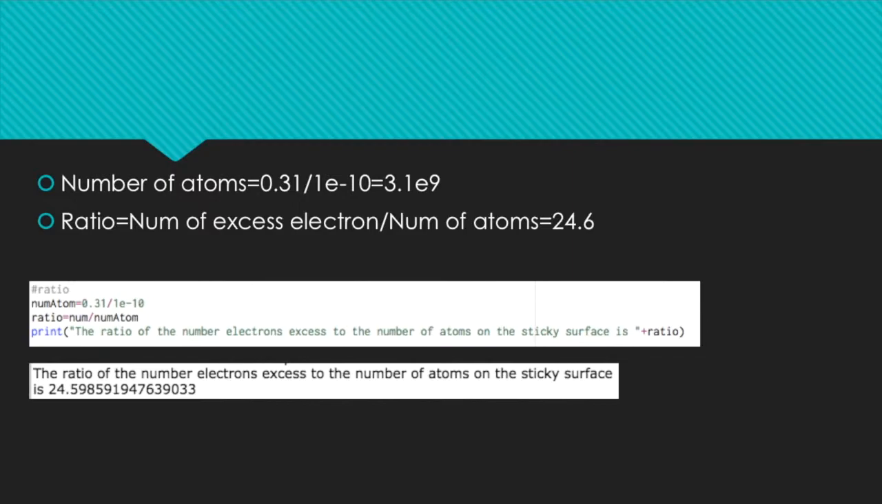The calculation continues. We can get the number of total atoms on that tape, and we can calculate the ratio of the number of excess electrons versus the number of total atoms, and it turns out to be 24.6.